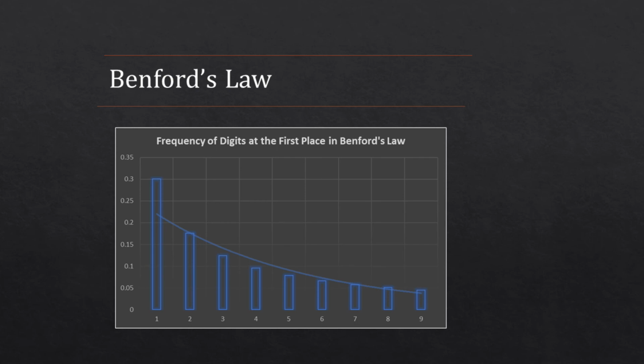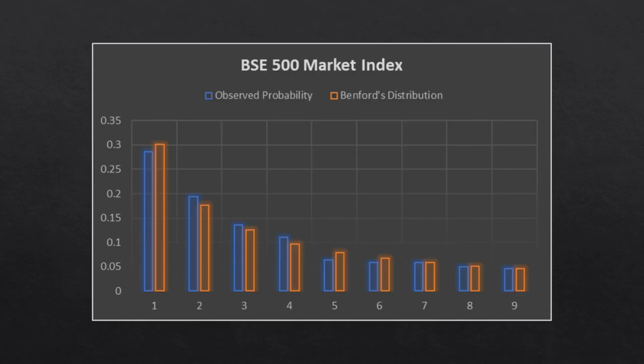Benford's law is a mathematical law which looks at the distribution of digits in a number obtained from the real world and argues that the probability of occurrence of a digit d as the first digit of such a number must be equal to log base 10 of (1 plus 1 by d).